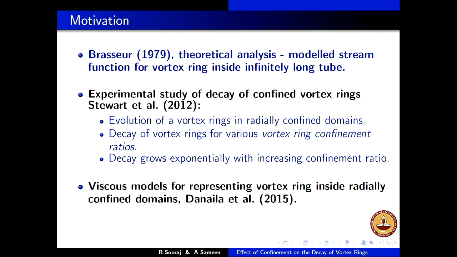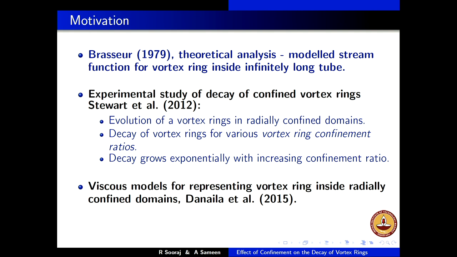Now coming to vortex rings in confined environments, Bersier in 79 made a theoretical analysis and modeled the stream function for a vortex ring inside an infinitely long tube, for the case of inviscid flow. In 2012, Stewart et al. did an experimental study on confined vortex rings and how the confinement affects their decay. It was a radially confined environment, and they had a mechanism to produce the vortex ring. They changed the confinement, and by changing that ratio, they got different decay patterns.